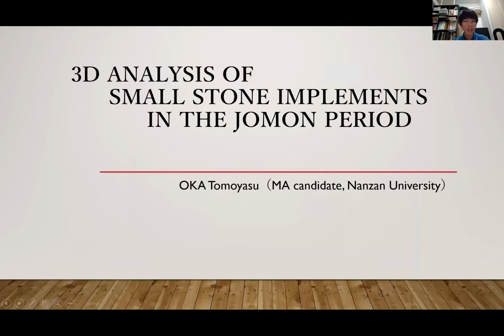I always study stone implements by visual observation, touching, and using a computer. In this presentation, I use 3D models to show you some production traces and examine the characteristics of the regions which used small stone implements.